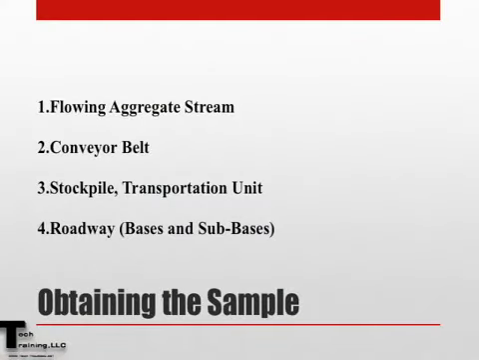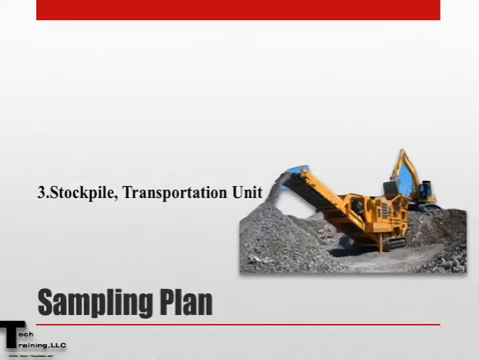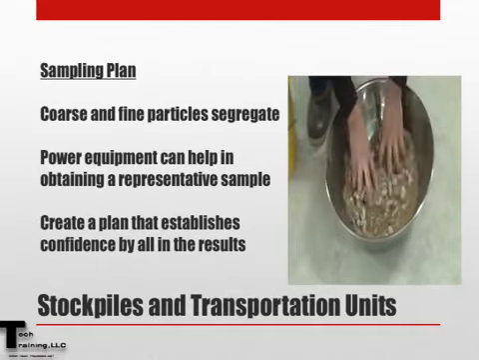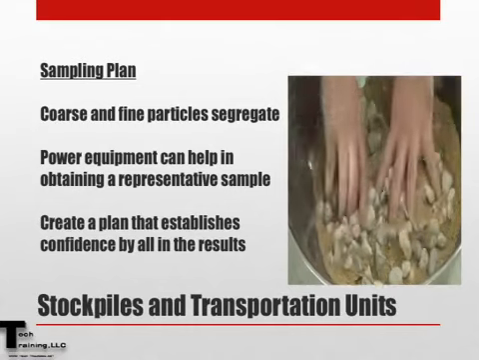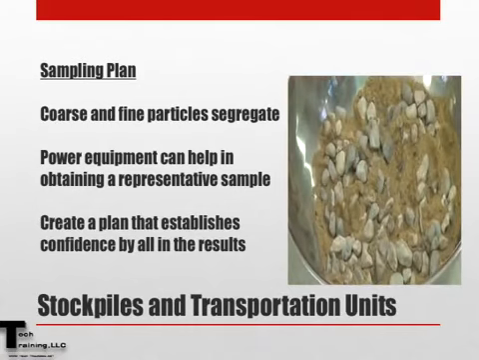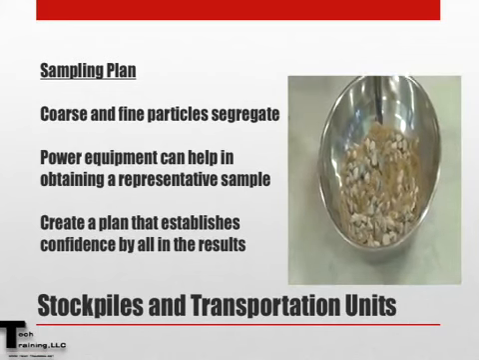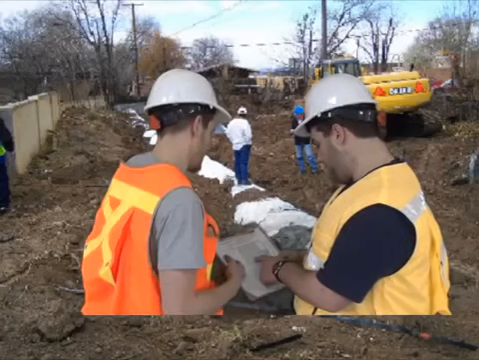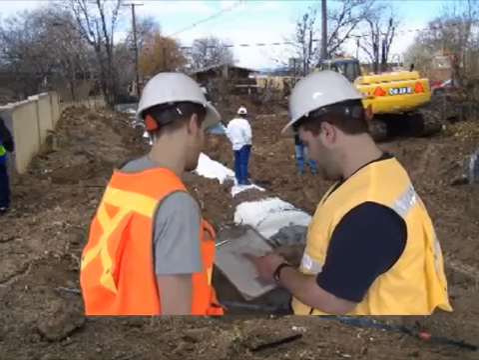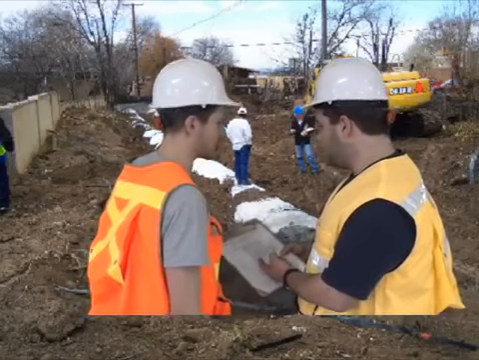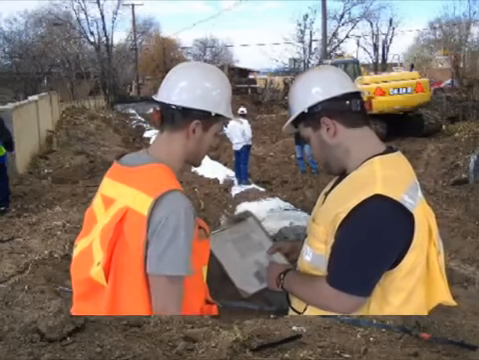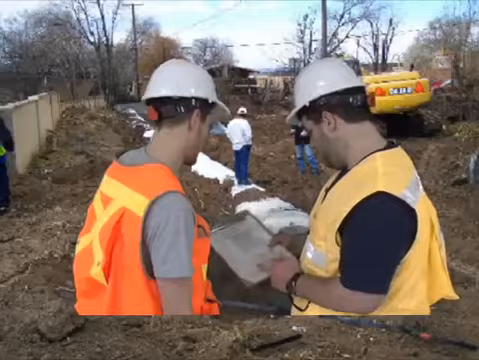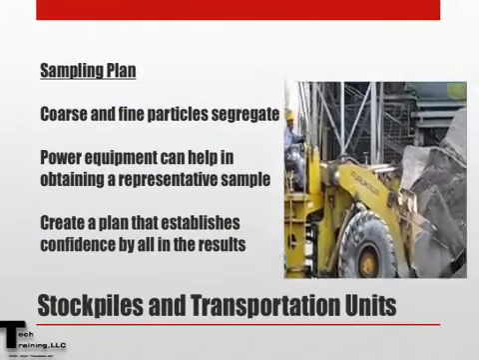When sampling from a stockpile or transportation unit, try to avoid sampling of coarse aggregates or mixtures of coarse and fine aggregates, especially when the sample is being obtained for grading purposes. If the circumstances make it necessary to obtain a sample of these types of aggregates from a stockpile or transportation unit, then create a sampling plan. The sampling plan should build confidence in all parties when the results are obtained. Furthermore, using power equipment may be helpful in obtaining a representative sample.